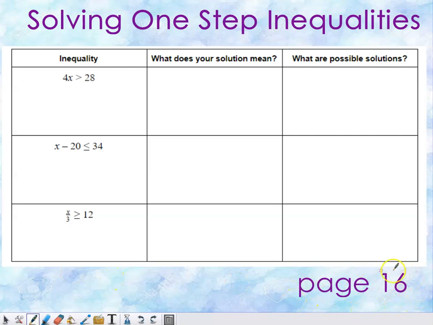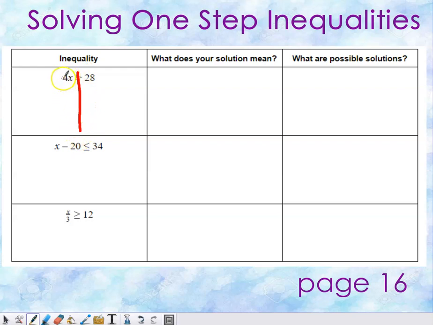In these notes, if you have your packet on page 16, and if you do not have your packet, that is fine. You can just write this down in a notebook or on a separate sheet of paper. So this first one, we have 4x is greater than 28. First thing we do when we solve, same thing, draw that line down the middle through that sign. Just like you would the equal sign, draw it through the inequality sign.